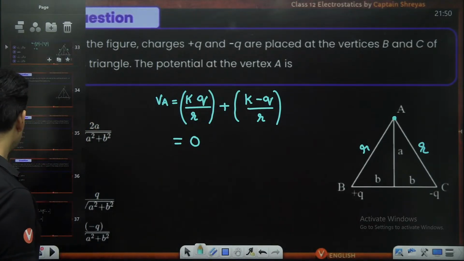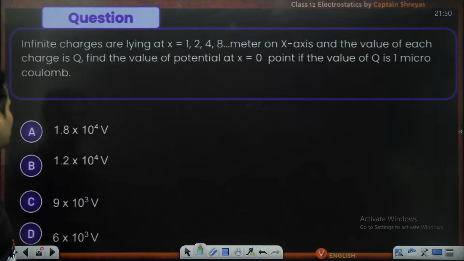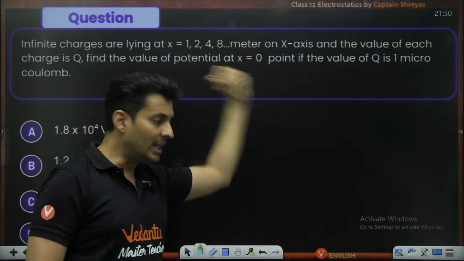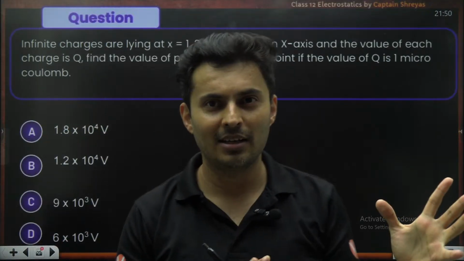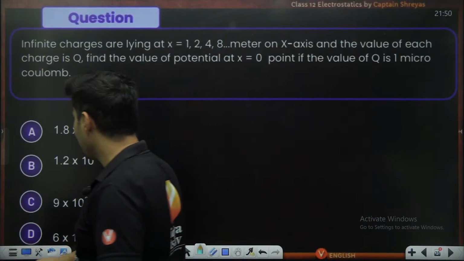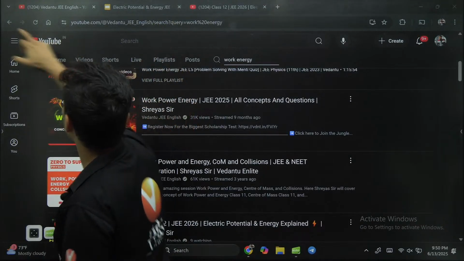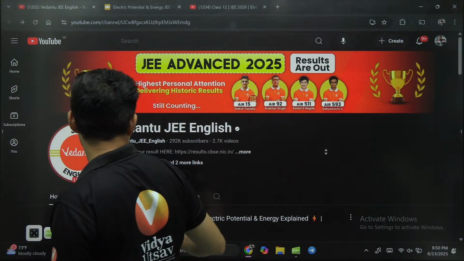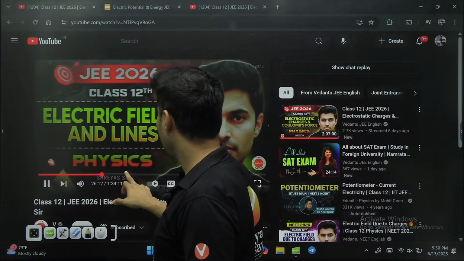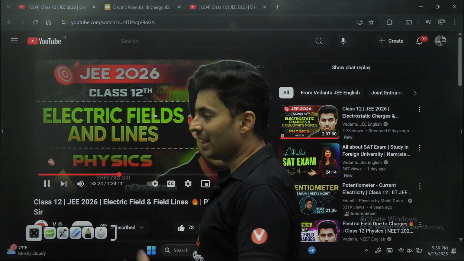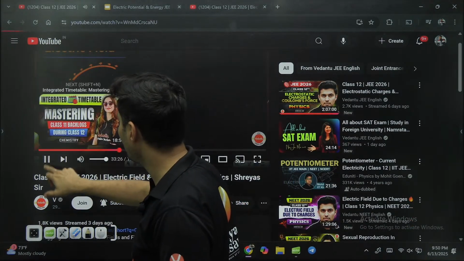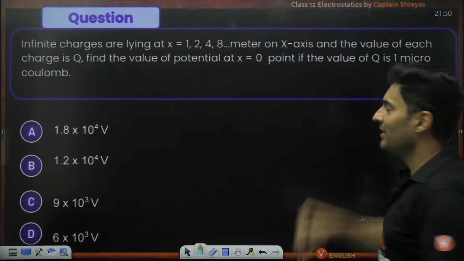That's how potentials work. Let's see another question coming up on your screen. Infinite charges are there. If you remember, this kind of question we did in the electric field lecture. There were many charges, and every charge gave some electric field. What was the net electric field due to all the charges? My internet has gone slow. It's okay. Never mind.